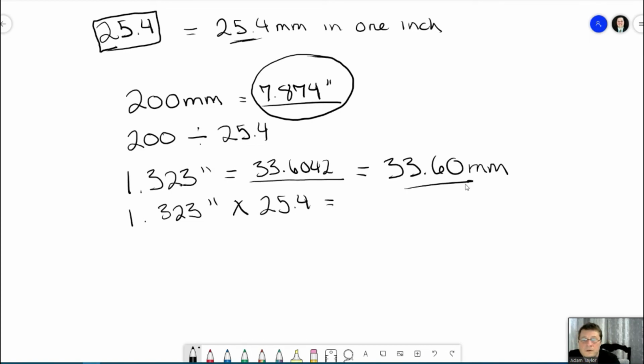This is important, especially if you're going to continue as a machinist. If you're not, that's okay, but we'd prefer to see that you do. If you do, you're going to be converting like this every single day: dimensions, metric to imperial and imperial to metric.